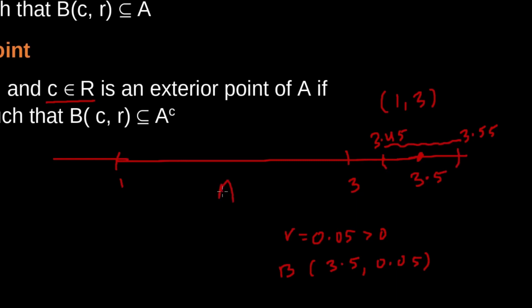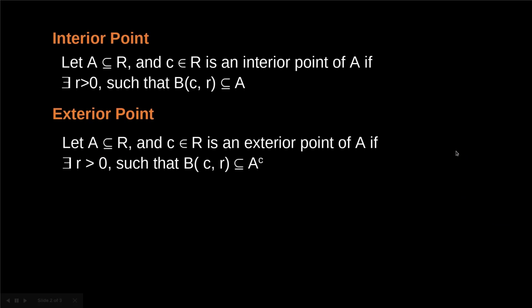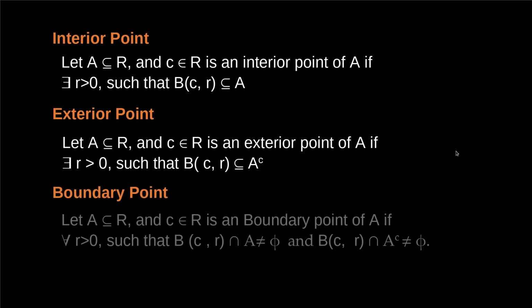here we have set A, and this is A complement, which is outside of A. So we can see that this ball with center at 3.5 and radius 0.05 lies entirely in the A complement. So we can say that this point 3.5 is an exterior point of this set A. Next we are going to discuss the boundary point.